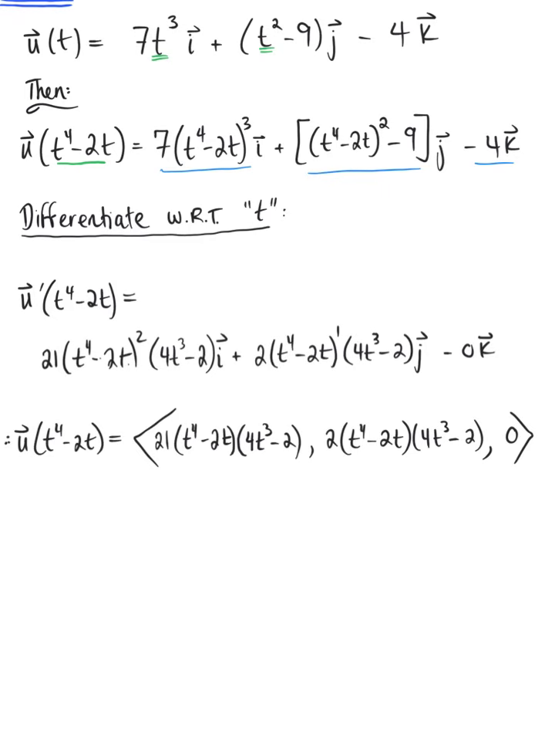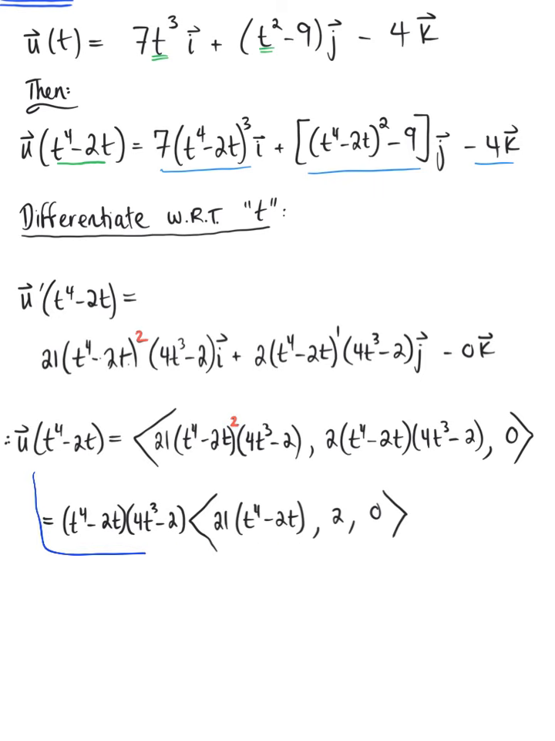So what is your greatest common factor here? What could we pull out of each component? And also, shame on me, I dropped my squared on my test. Make sure, note here in the derivative of our first component, that is squared. So with that in mind, what can you pull out now? Well, we have a greatest common factor of (t to the fourth minus 2t) multiplied by (4t cubed minus 2). So an alternative way to write our derivative here would be (t to the fourth minus 2t) multiplied by (4t cubed minus 2). So that is your scalar multiple multiplied by the vector 21 times (t to the fourth minus 2t), 2, 0. And so this is our beautiful final answer here.